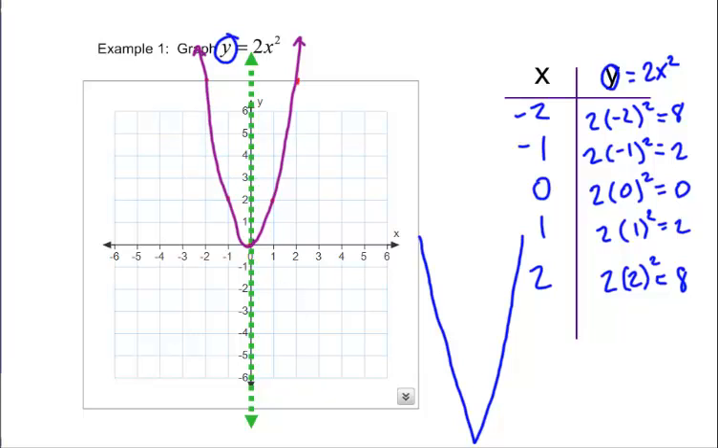And if we were to compare this graph to y equals x squared, we would see that this graph is thinner than y equals x squared. And so you graph y equals x squared on the same graph as this one and see the difference for yourself.